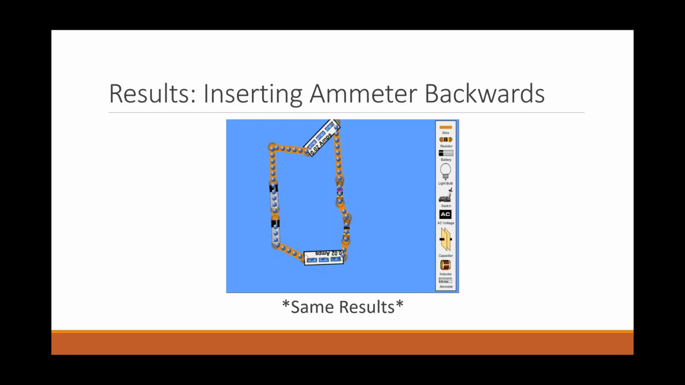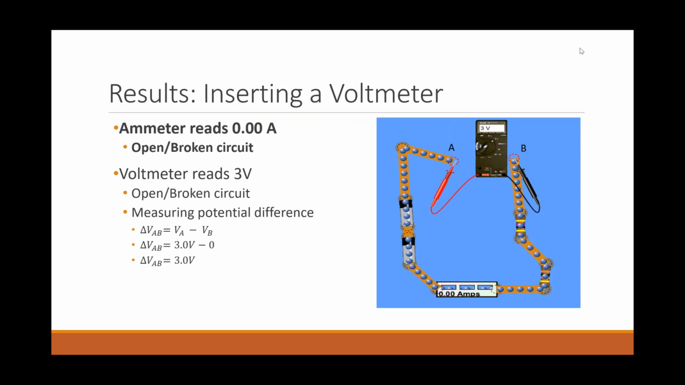I then inserted an ammeter backward and got the same result. I then inserted a voltmeter into that same circuit and got that the current reading using an ammeter was 0.00 amps. This is because the voltmeter led to a disconnected or open circuit. The voltmeter read 3 volts due to the potential difference across A to B being 3 volts.